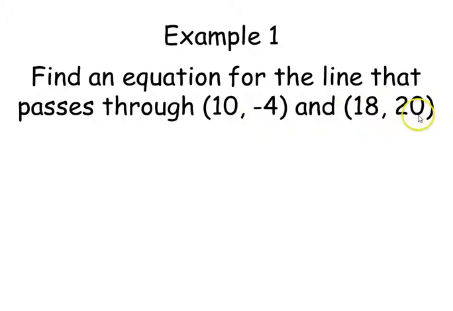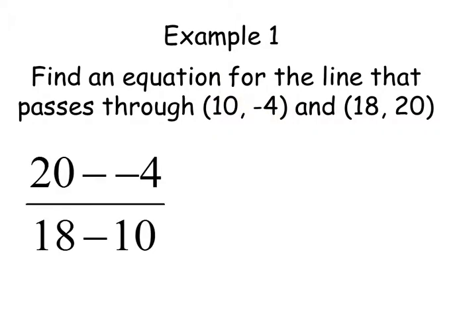And the one thing that we need if we're going to write an equation for a line is the slope. So the first thing that I'm going to do if I have to find an equation is I'm going to write or find the slope. And if I'm given 2 points, I can find the slope by doing the difference of the y values divided by the difference of the x values.